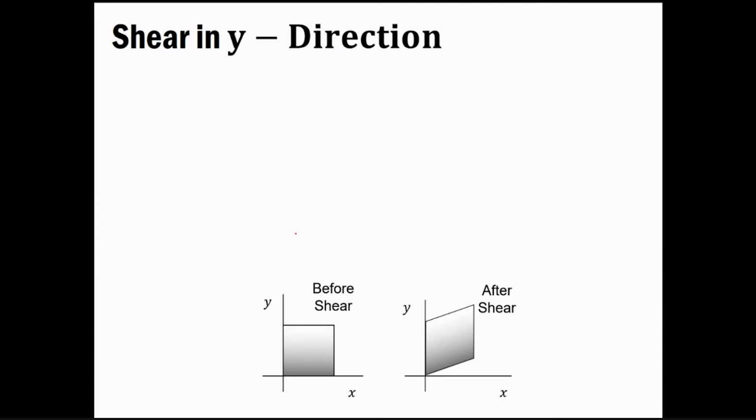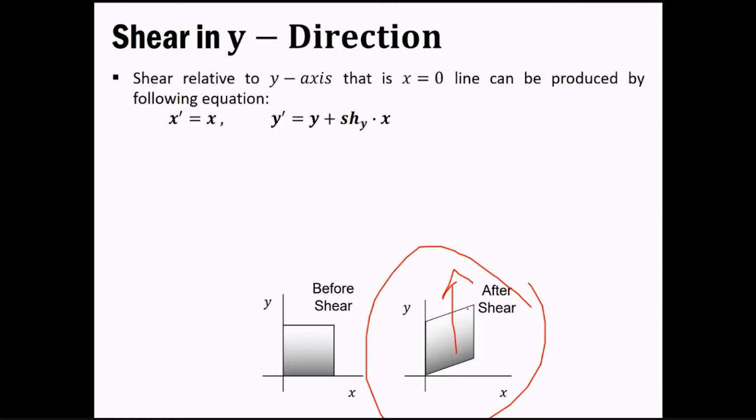Same thing is there for shear in the y direction. This is how it will look, before shear and after shear. Similarly, we can position it in the upward direction, and we'll have a different matrix for that. What it says is that shear relative to the y-axis, that is the x equal to 0 line, can be produced by the following equation: x dash equal to x, and y dash is y plus shear y value times x. This would give you a slanted shape.